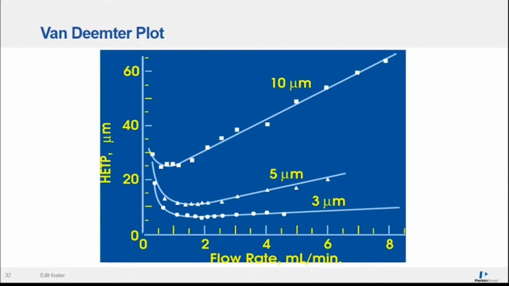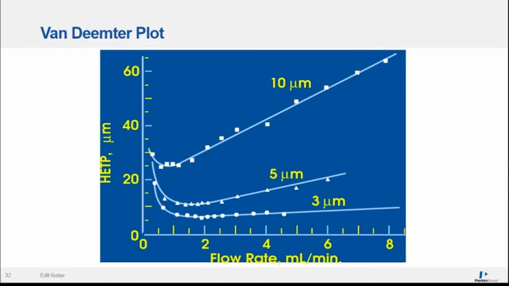So the first take-home message is a 3-micron column will always give you a better separation than a 5-micron column, and both a 3 and a 5 will always give you a better separation than a 10-micron column. So if you're just starting out in method development, or you're looking to further improve an assay, look at smaller particle columns. Message number 1.